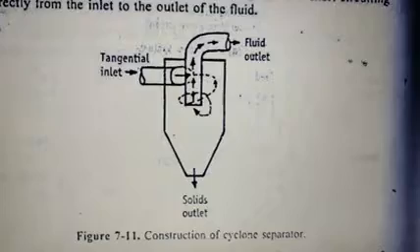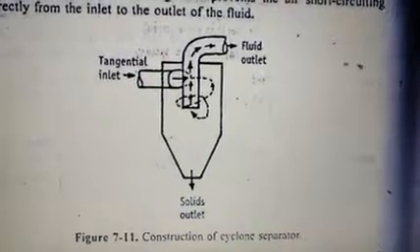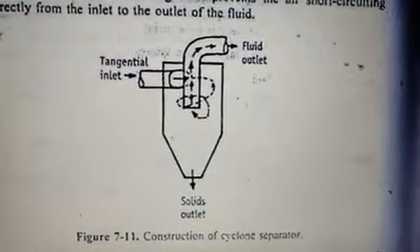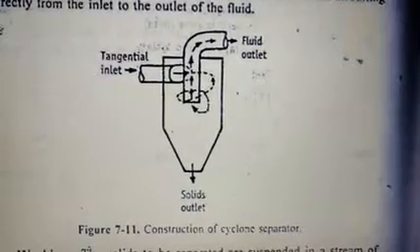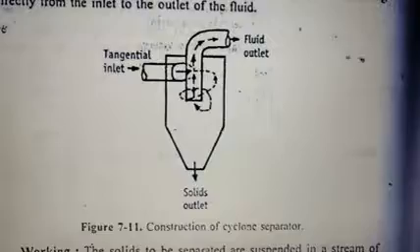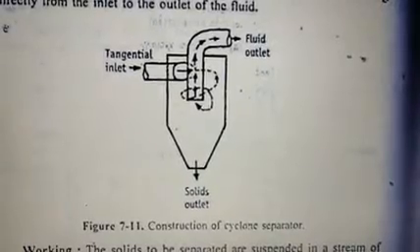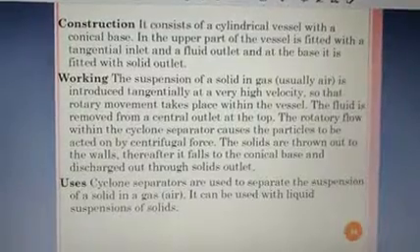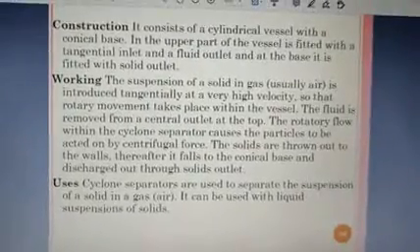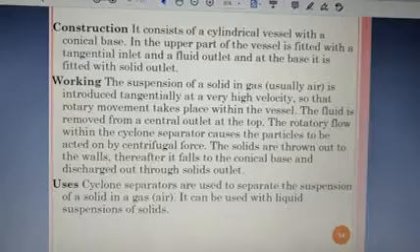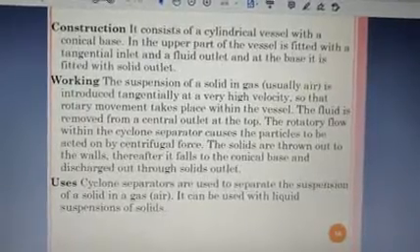So this is the diagram of the cyclone separator. You have tangential inlet, the fluid outlet. So the lighter particles can also move along with the fluid, and your denser solids will come from the outlet below. What is in the construction? It consists of a cylindrical vessel with a conical base. In the upper part, vessel is fitted with a tangential inlet and a fluid outlet.